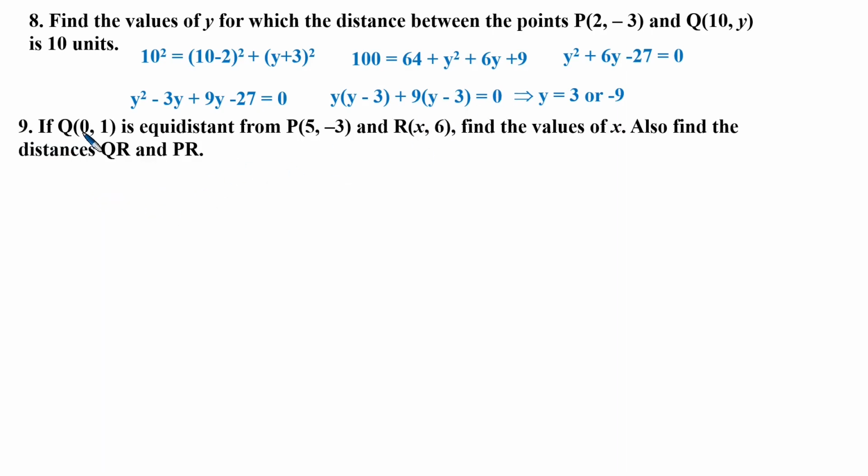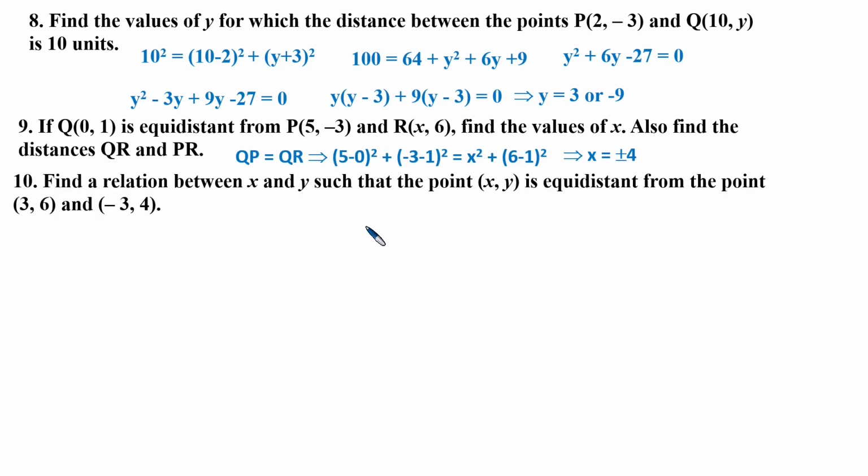Exercise 9. If Q is equidistant from the points P and R, find the value of x, okay, this value. Also find the distances QR and PR, okay. Q is the point equidistant from P and R, okay. So this is also very similar. I will not go into much detail.